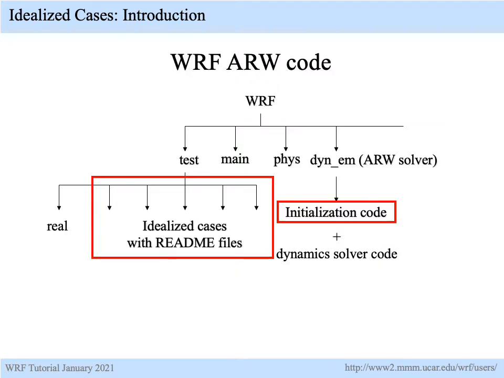When you clone the WRF GitHub release, the idealized test case configuration files for running the cases are found in the test directory off of the main WRF directory. The initialization code that creates the initial conditions file for the WRF simulation sits in the dyn_em directory, the same directory that contains the Advanced Research WRF solver code. And of course, the physics sits in a different directory again.